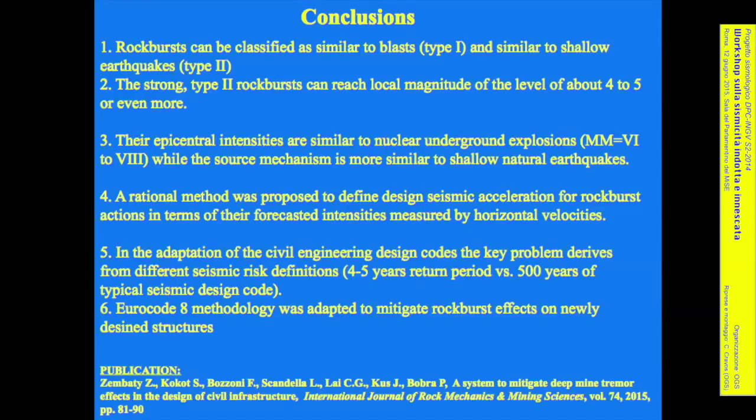So, conclusions. Rock bursts can be classified as similar to blasts, type 1, or similar to shallow earthquakes, type 2. The strong type 2 rock bursts can reach a local magnitude of about 4 to 5 or even more. The epicentral intensities are similar to underground nuclear explosions, with intensities 6 to 8, and the source is similar to a shallow natural earthquake. So here a rational method was proposed to define design seismic acceleration. In the adaptation of the civil engineering design code, the key issue was the different seismic risk definition, a 5 year return period versus 500 years. And here the Eurocode 8 methodology was adapted, and here is the publication.